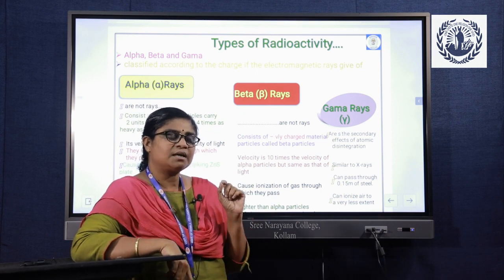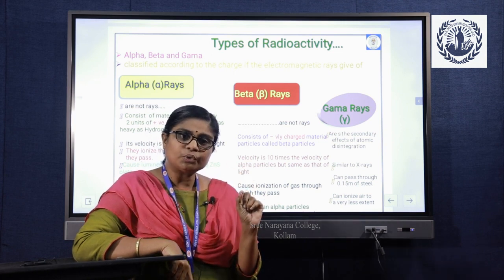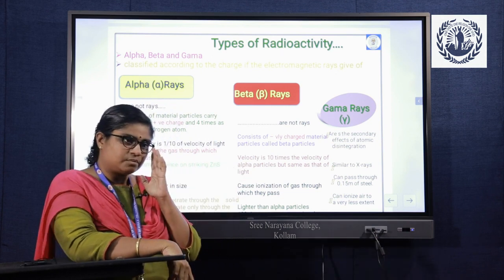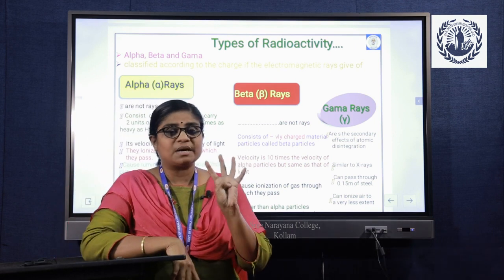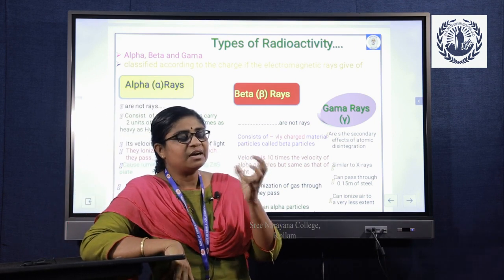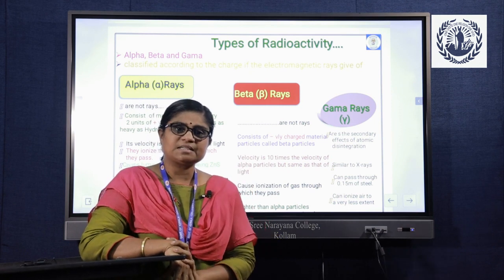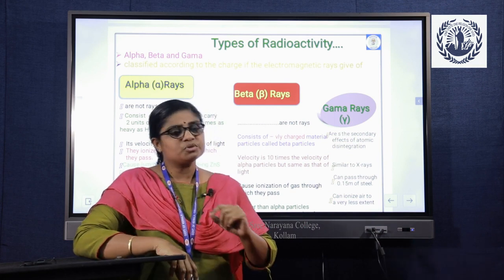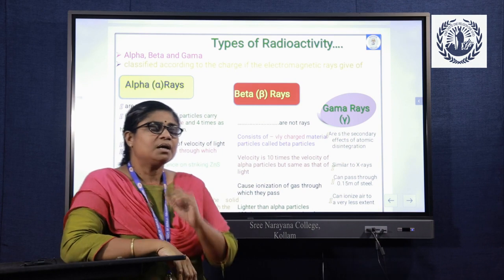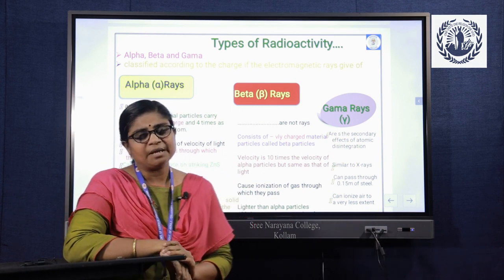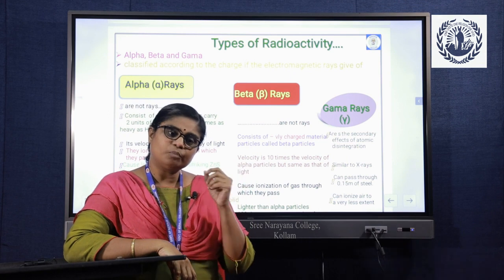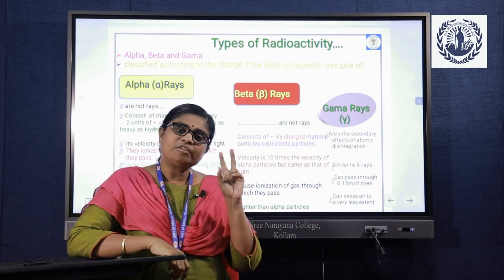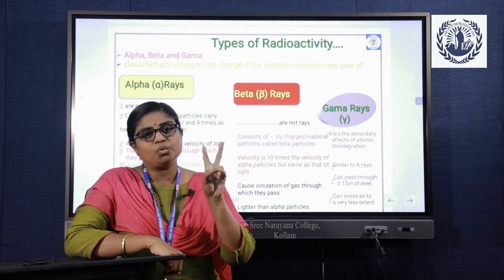The alpha particle contains 2 neutrons and 2 protons. So 2 positive charge and 4 mass number. Since it has 4 mass number, it has a higher size. Since it has a higher size, its speed of moving is slower. It is a bigger one, so it moves very slowly. Compared to the velocity of light, this alpha particle will move very slowly because it has higher mass. And I told you the alpha particle has 2 positive charges.